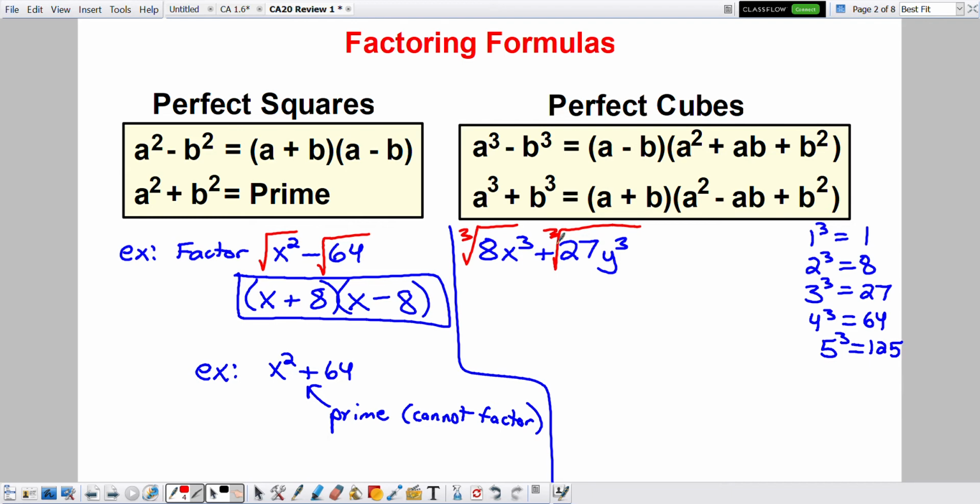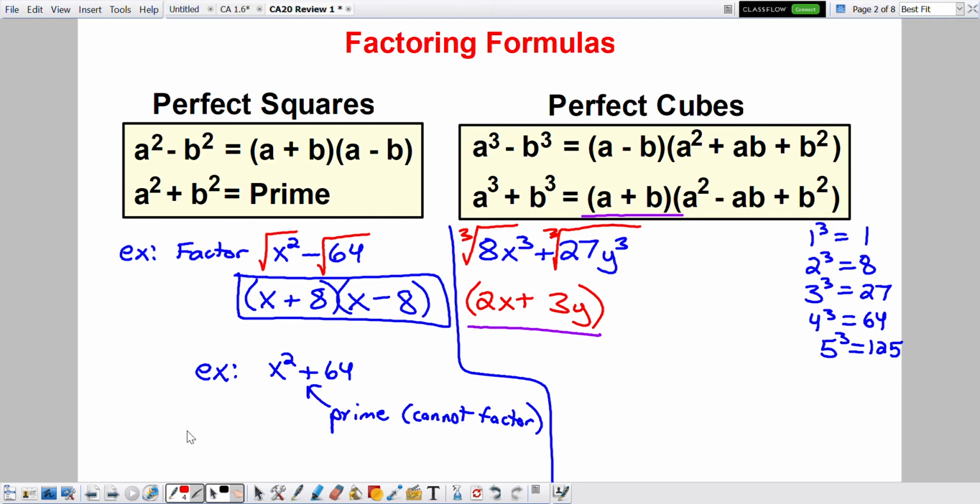And so if I were to do that, the cube root of 8 is 2. The cube root of x cubed, I take 3 divided by 3, I just get x. Here the cube root of 27 is 3, and the cube root of y to the third power is y. That's how I factor them with the cube root. And so where we're at with this is that this part right here is matching the a plus b in the formula. And so if I look at the formula, I see a plus sign. So I'm going to put a plus sign right here. 2x plus 3y.